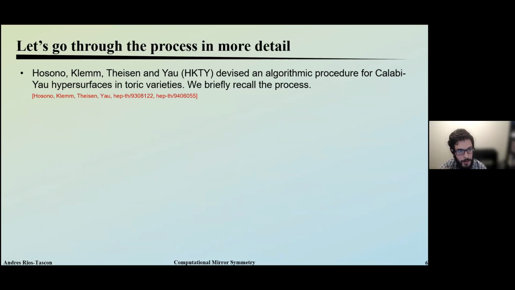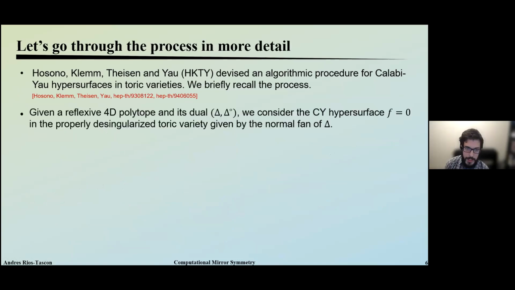Hosono, Klemm, Theisen, and Yau devised an algorithmic procedure to do this for Calabi-Yau hypersurfaces in toric varieties. We'll be recalling some of the process here. We start with a dual pair of 4D reflexive polytopes, and we consider a Calabi-Yau hypersurface F equals zero. This is the anticanonical hypersurface in the properly desingularized toric variety.